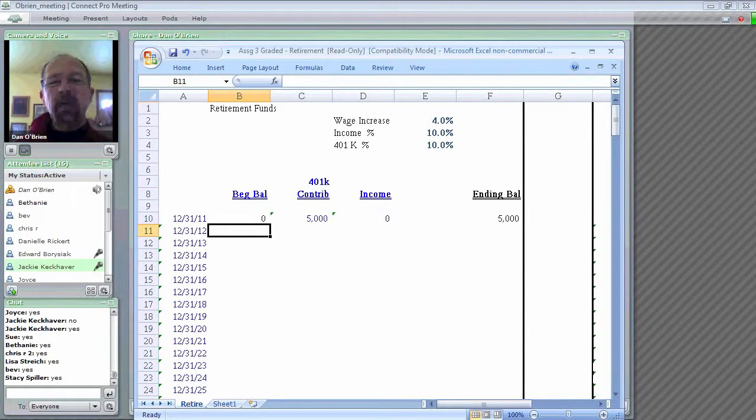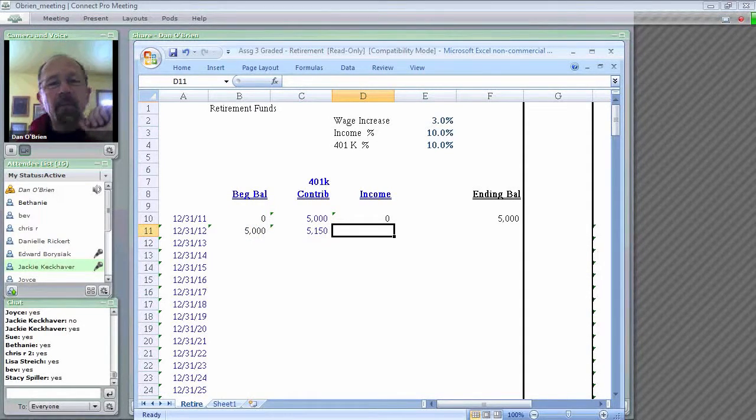Now, down here in the second row, my beginning balance is always the ending balance from the previous. Hit enter. My 401k contribution, I can copy that down. It's going to be 5.2% because it's 4% higher. We'll change that back to 3%. That's a more realistic number. Notice how when I changed that 3%, it automatically changed my 401k percentage.